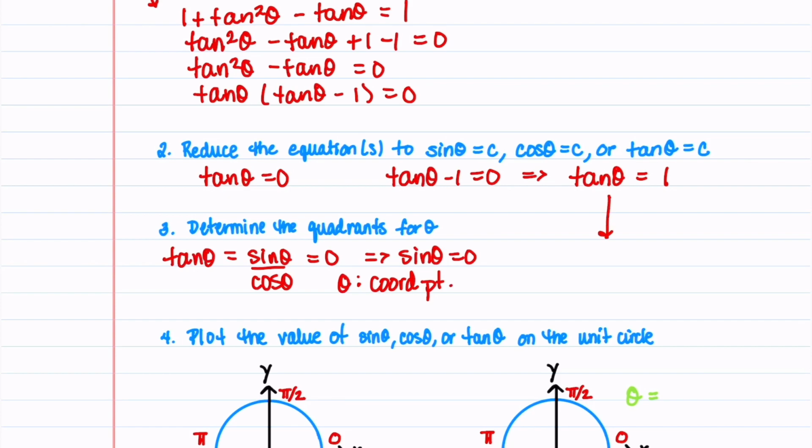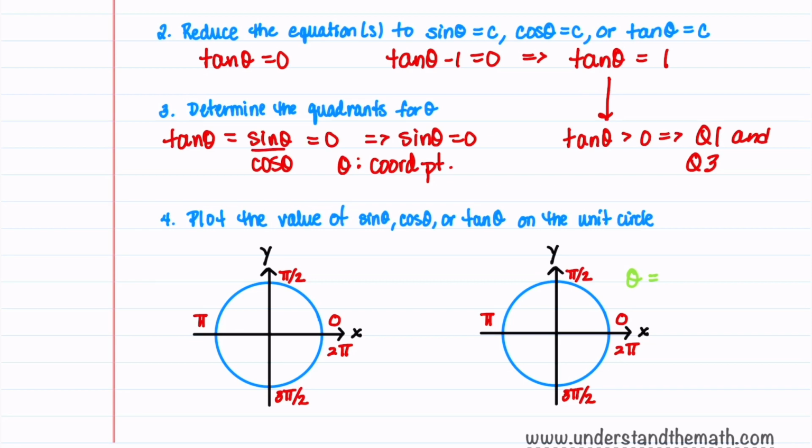Let's now think about tangent theta is equal to 1. Tangent theta is greater than 0, so that tells us it's going to be located in quadrant 1 and quadrant 3. We only need to be worried about the solution in quadrant 1 because tangent is pi periodic, and we can easily get the solution in quadrant 3 from the solution in quadrant 1.